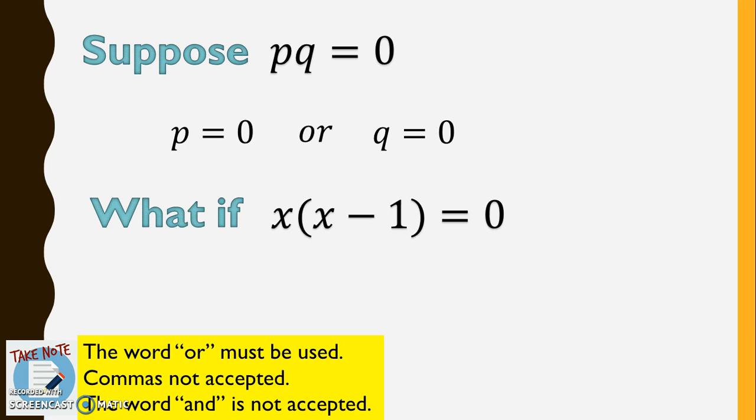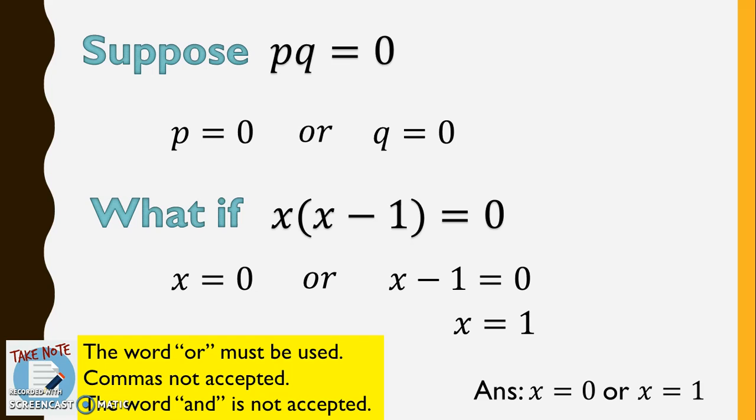What if x times x minus 1 is equal to 0? Similarly, either x must be 0 or x minus 1 must be 0, so that the product of x and x minus 1 would be 0, and thus x is either 0 or x is equal to 1. You are supposed to use the word or, and please note that commas and the word and are not accepted here.